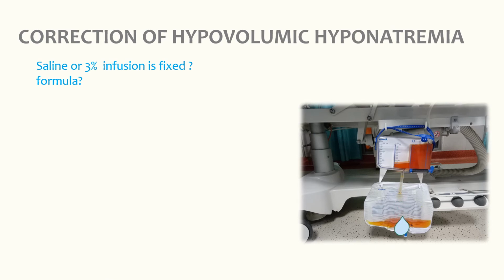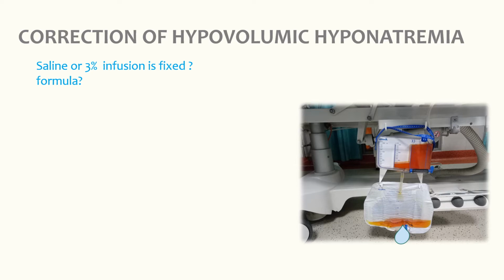Now, correction of hypovolemic hyponatremia in general is with saline because they are hypovolemic, and saline has 154 milliequivalents of sodium per liter, which is actually more than their serum sodium because they'll be having less than 135 milliequivalents per liter and they are hypovolemic, so they will get corrected. But how and with what rate are you going to give this saline?